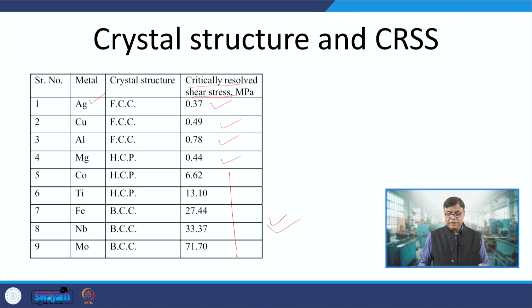Now I will summarize this presentation. In this presentation, I have talked about the various metal strengthening mechanisms and various microstructural aspects, including the effect of crystal structure on the ease of plastic deformation and plasticity.